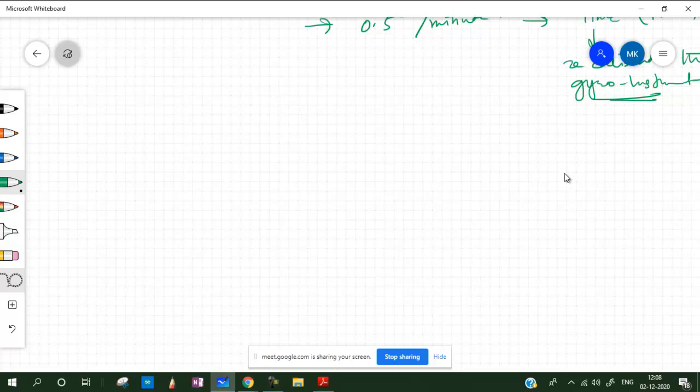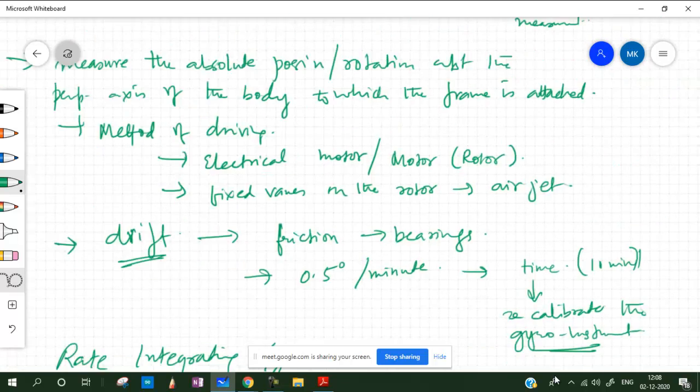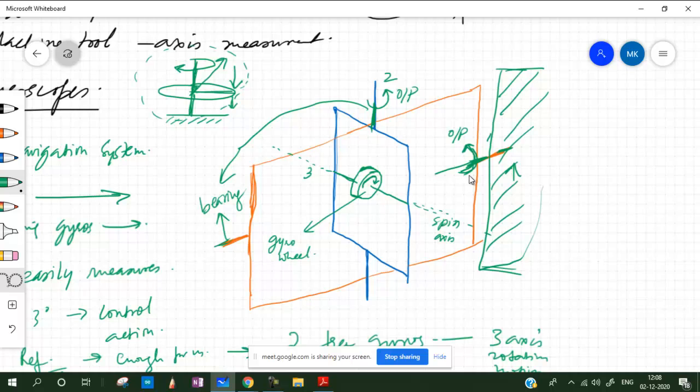I think we are done with it, and we then have something called as the rate integrating gyro. एक सेकंड यहाँ पर मेंशन करता हूँ. इसमें क्या करते हैं बेसिकली, this is similar to the free gyroscope, but what we do is we fix one of the axes. So let's say we don't allow it to rotate here, so this gimbal is removed, so we just connect it directly to the frame and only one axis is allowed to rotate.